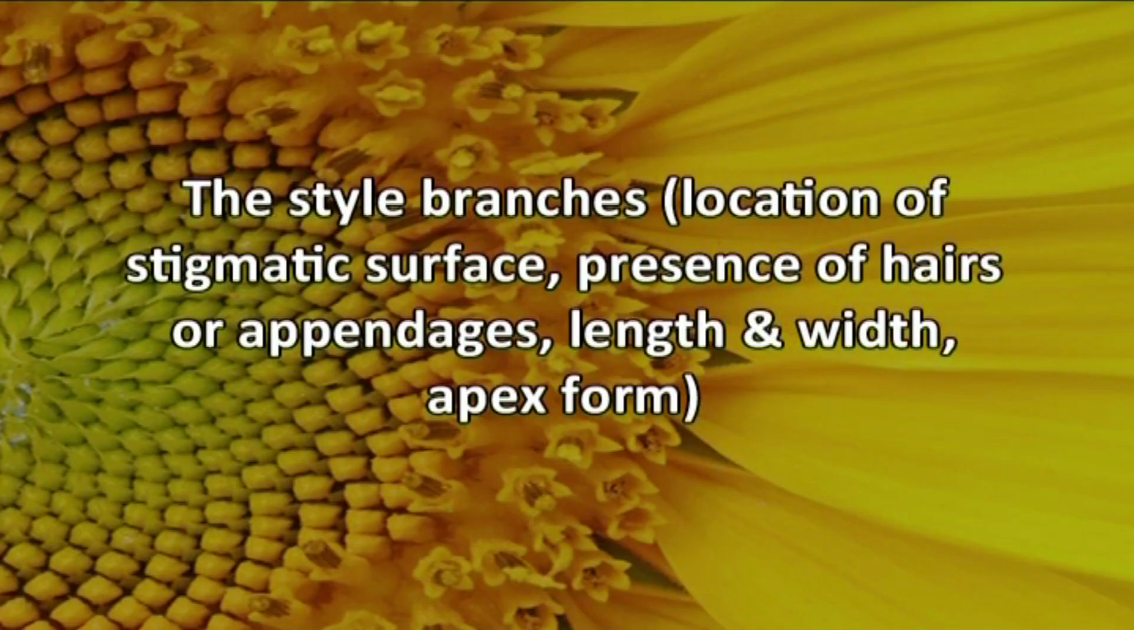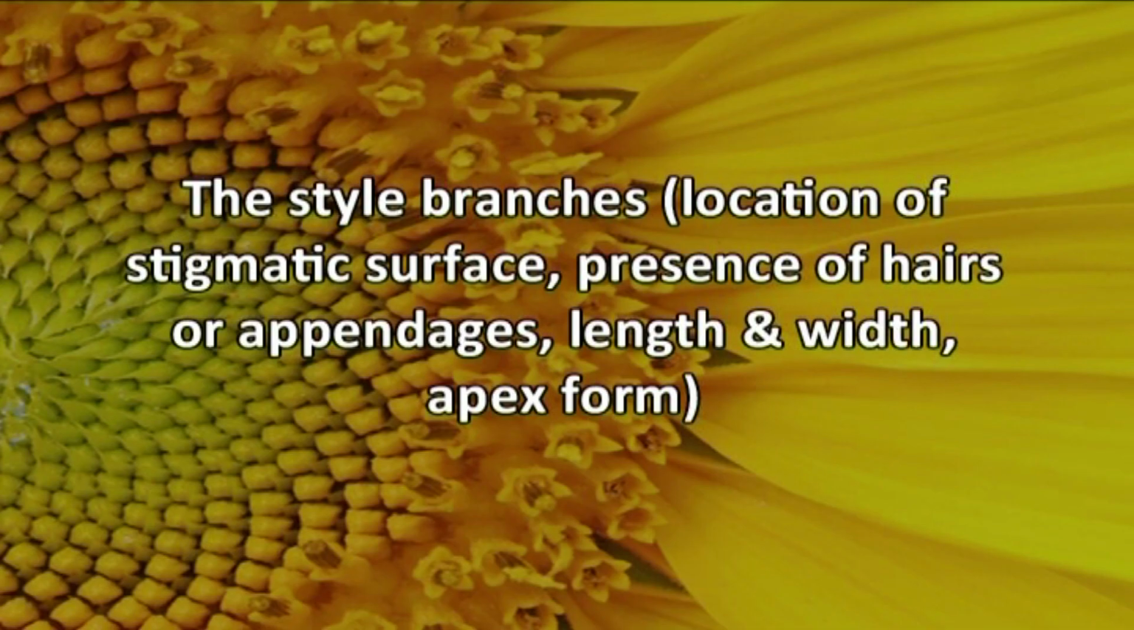Some of the morphological features are taxonomically useful at the tribal level. As I have already mentioned, many classifications have provided different tribal classifications to the family Asteraceae. That's why many morphological features have been found useful at the tribal level classification. Characteristics like style branches, wherein we have characters like location of the stigmatic surface, presence of hairs or appendages, length and width, and the apex form. All these characters of style branches have been used in the tribal classification.